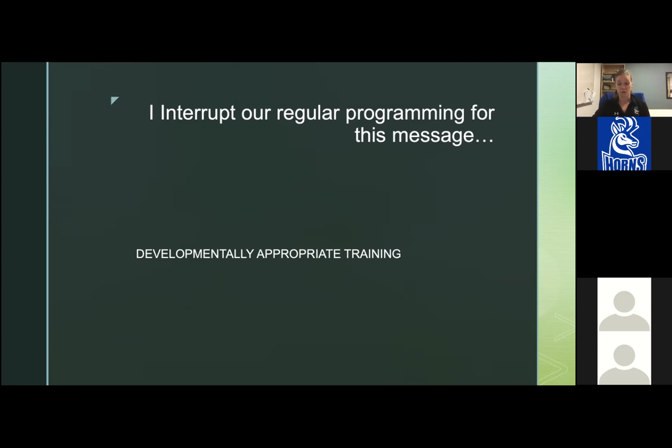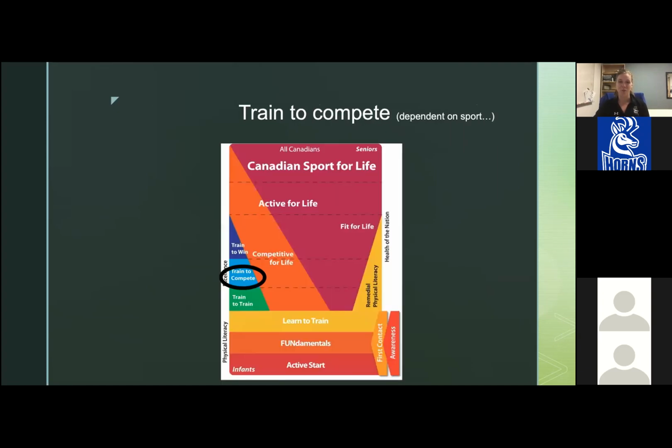So if I go back to the LTAD framework and move up to the Train to Compete, this is where we start to see a little bit more specialization in coaching staff. So not just mom or dad standing on the sideline coaching the U8 soccer, but it's more of a specialized coaching. It's a very specialized training environment. It's very structured, it's scheduled. We see this significant shift towards the emphasis of training and testing and monitoring the athletic progression.